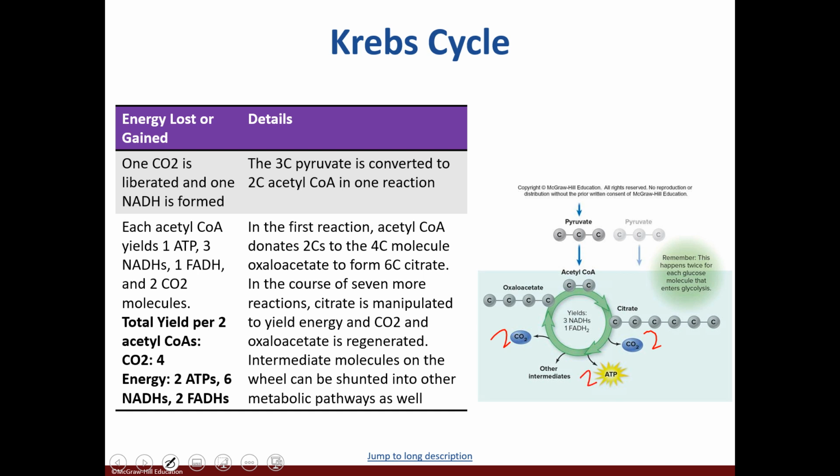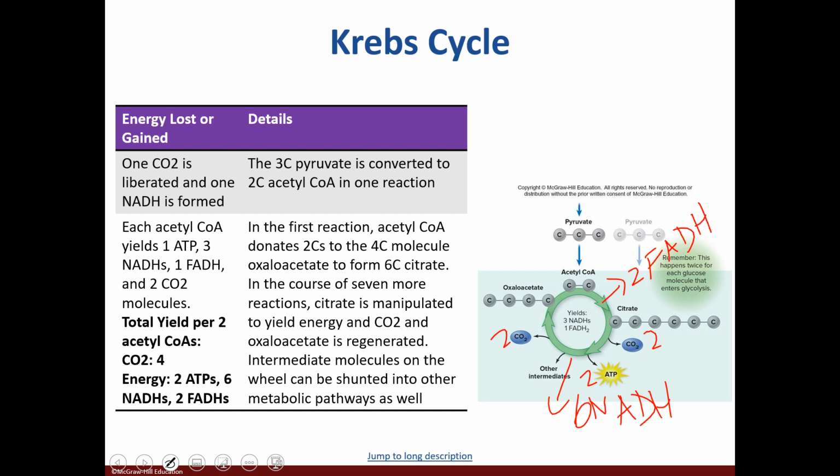2 ATPs, 6 NADH, and 2 FADH2s. The reason that we have 2 FADH2 and 6 NADHs is because there are 2 turns of the Krebs cycle. This is because we have 2 pyruvate molecules.